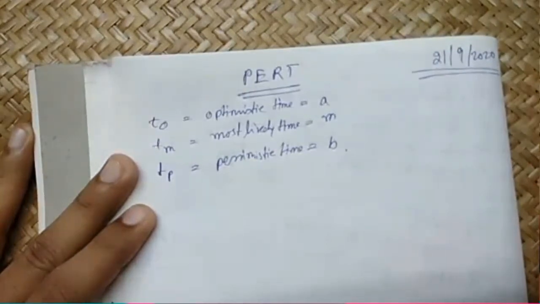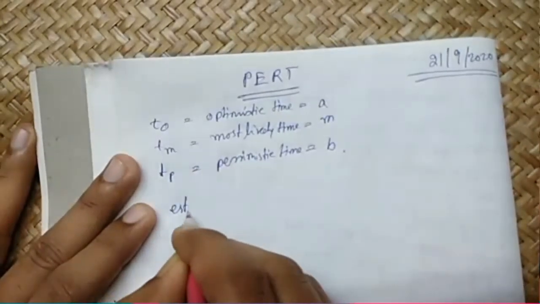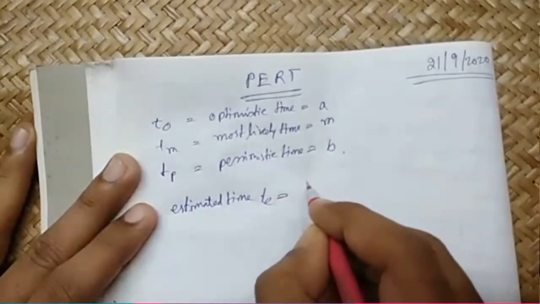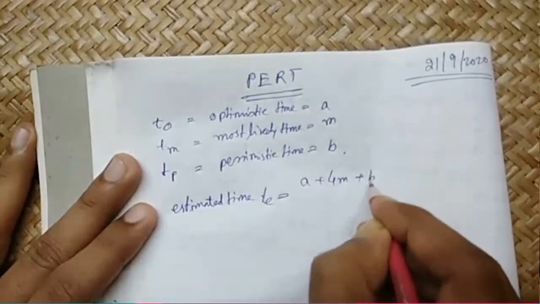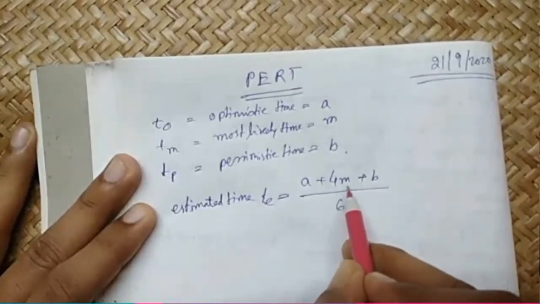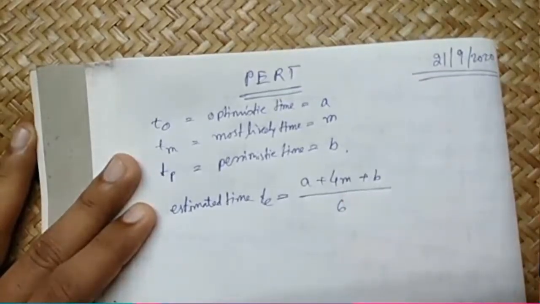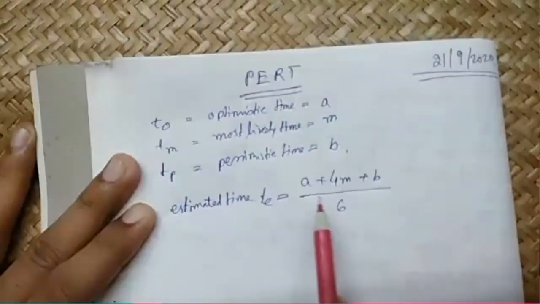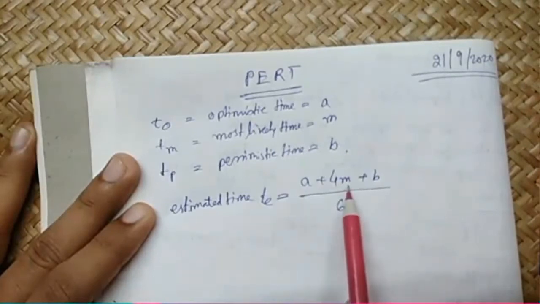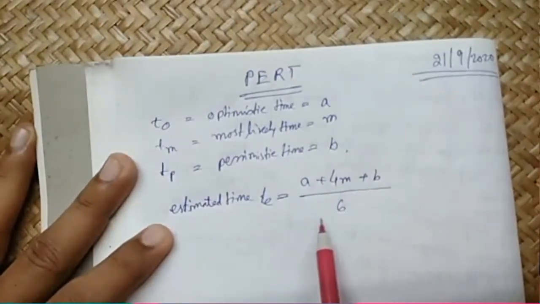you can find out TE, which is basically a weighted average. TE is the estimated time, which can be found by A plus 4M plus B, divided by 6. So maximum weightage is given to M, the most likely time. This TE is not deterministic, TE is probabilistic, and that's why optimistic time, most likely time and pessimistic time are all considered, and we give more weightage to the most likely time. So the estimated time will be this.